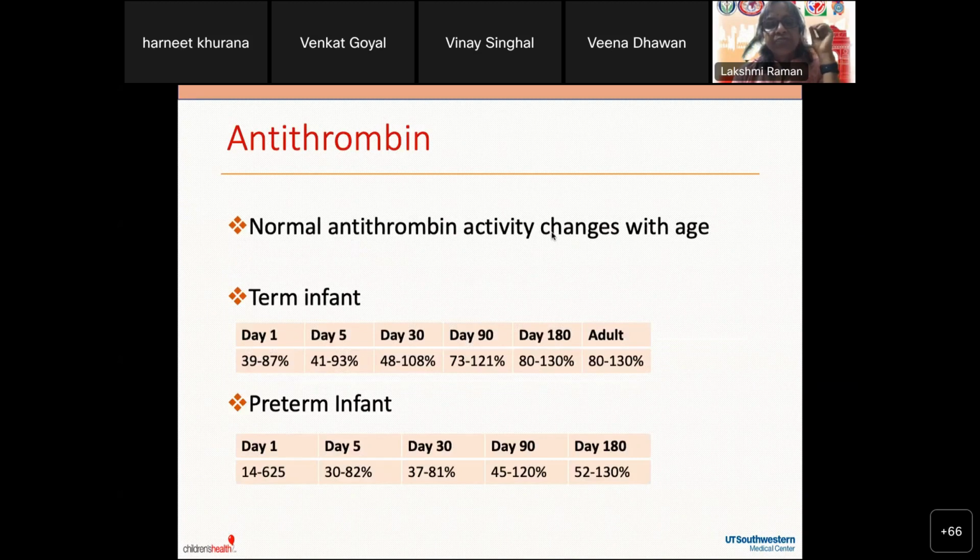And you have to remember, especially if you're dealing with neonates and infants, that the normal antithrombin activity changes with age as well.